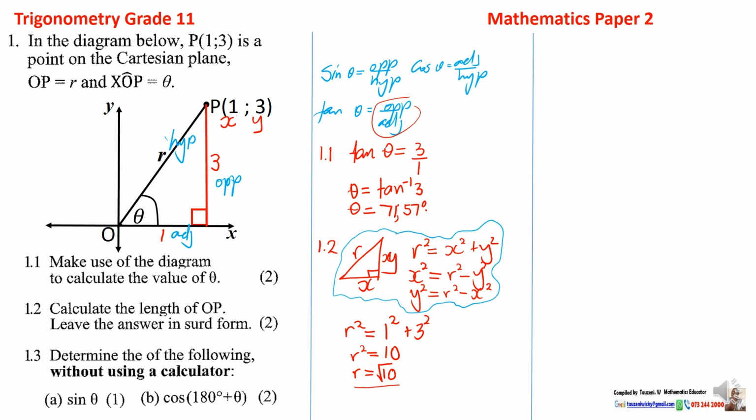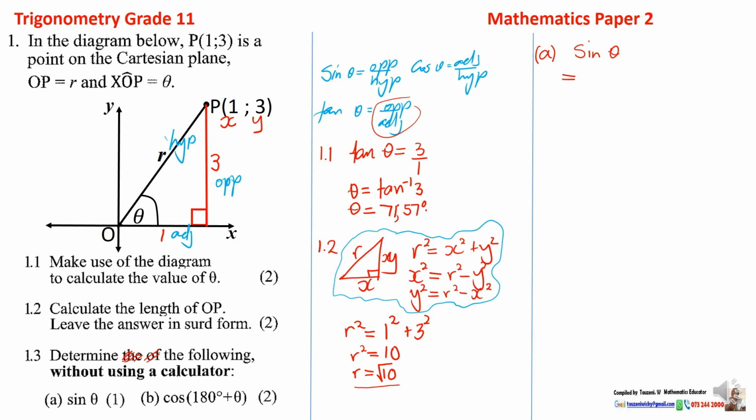That is the idea. Number 1.3, determine the value of the following without using a calculator. Now, how do we do that? We want to find the value of sine theta without using a calculator. This is directly connected to the diagram. You have to read from the diagram.